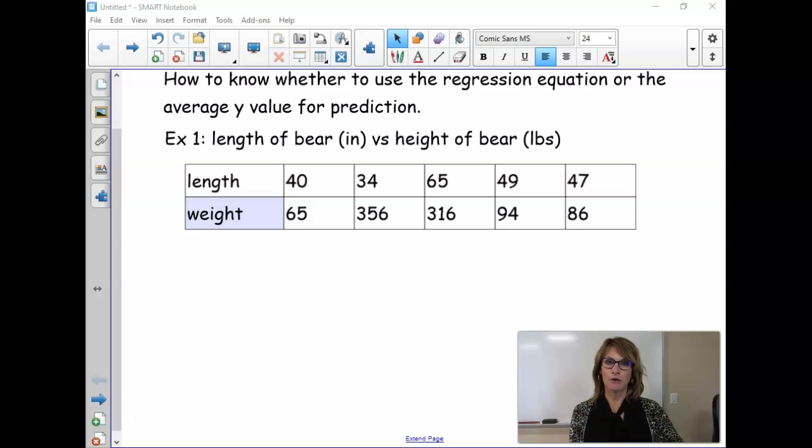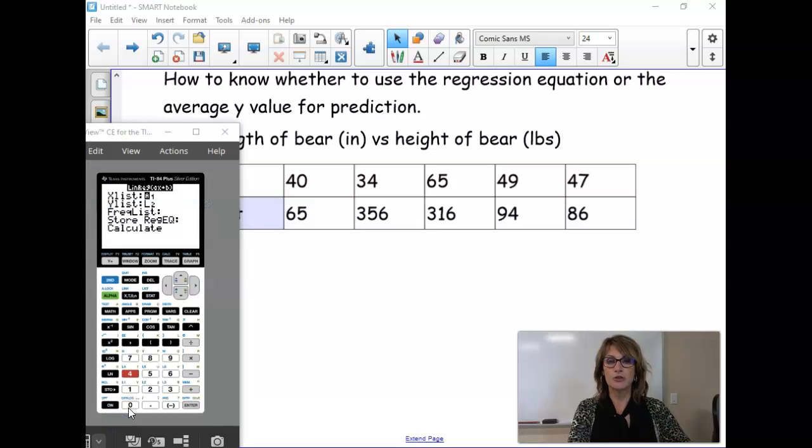Okay, so now pause the video for just a moment and put the length of bears in list 1 and put the weight of bears in list 2. We want to know if we're allowed to use a regression equation to predict the average weight based on the relationship between length and weight.